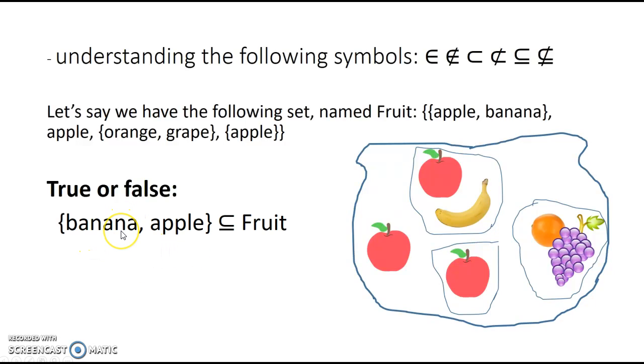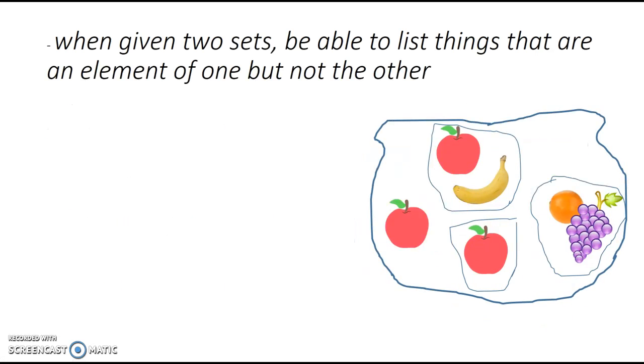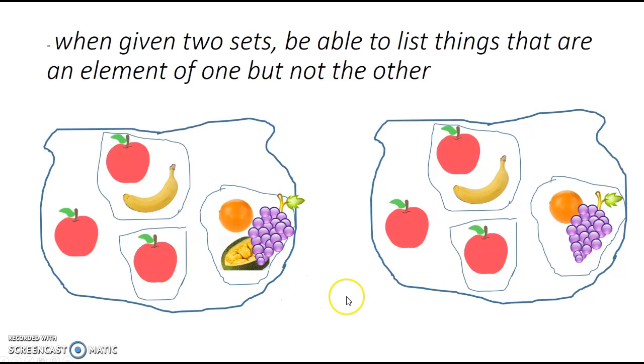Here we have a set containing banana and apple as a subset, but we don't even have the banana to start with. The order doesn't matter here, whether it's apple banana or banana apple. That doesn't matter with sets, but we don't see a banana all by itself here, as we had looked at before. So it's false.